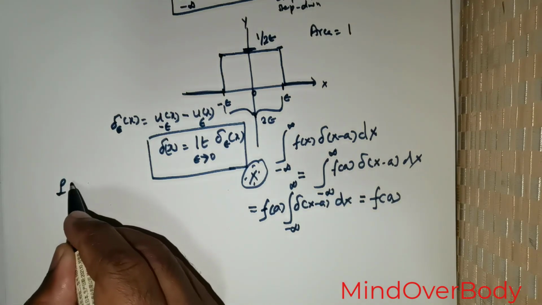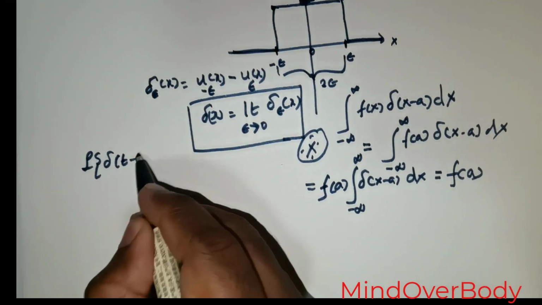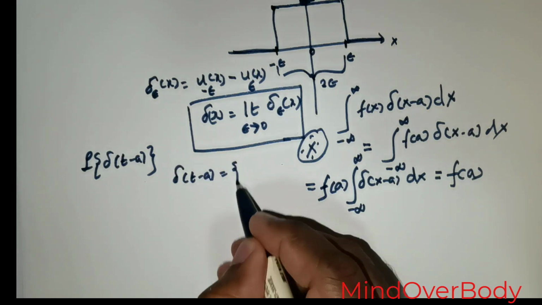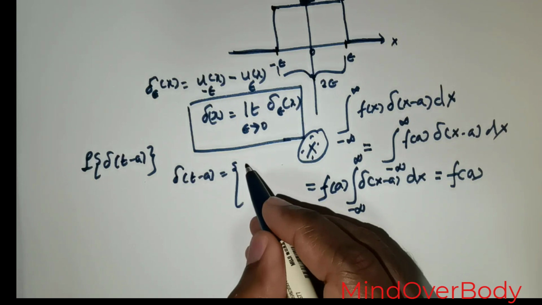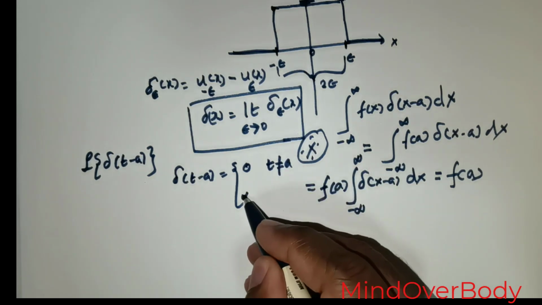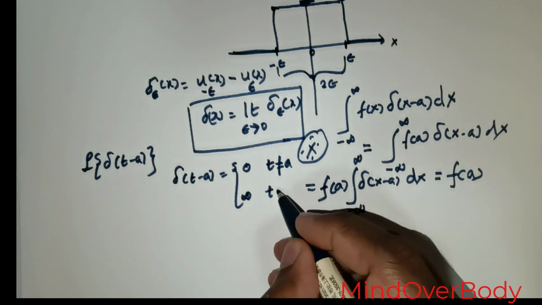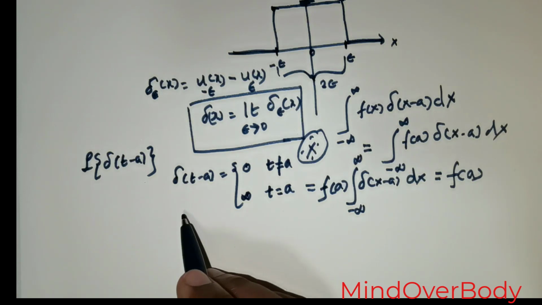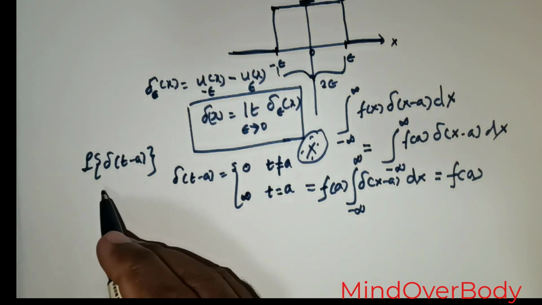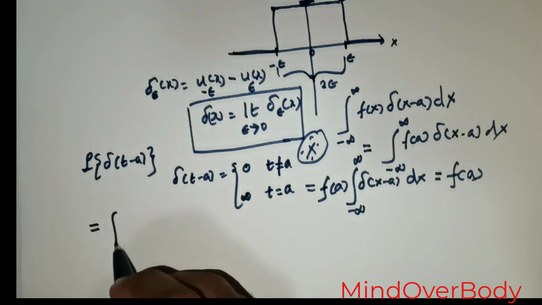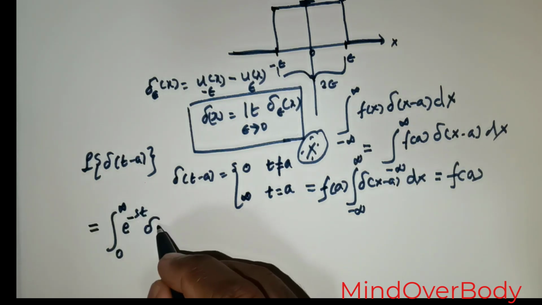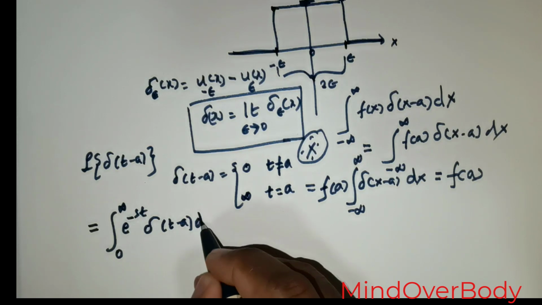We are expected to find the Laplace transform of delta of t negative a. Now from the definition I already mentioned, delta of t minus a can be defined in the following manner: the function takes the value 0 if t is not equal to a, and it takes the value infinity when t is equal to a. This follows from the original definition of the delta function. So now from the definition of Laplace we can rewrite this as the integral from 0 to infinity of e raised to the power of negative st, followed by delta of t negative a times dt.